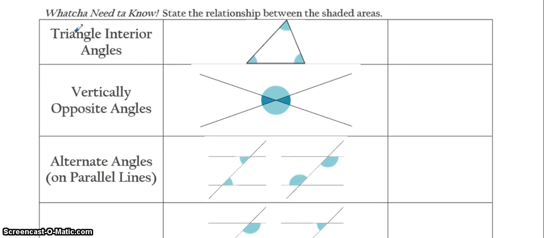The first one is the triangle interior angles. So in this relationship, do you remember what you get when you add up the three interior angles in a triangle? The answer is they all add up to 180 degrees.